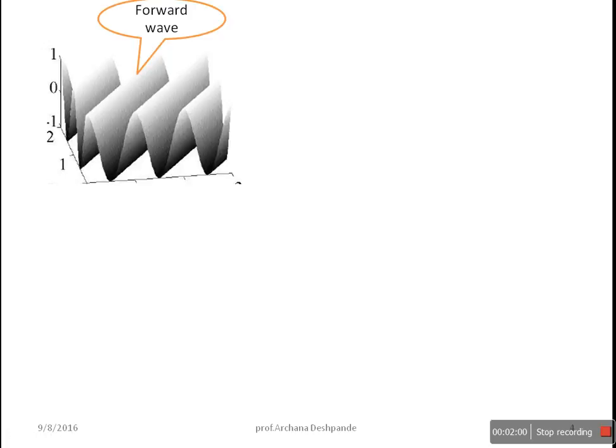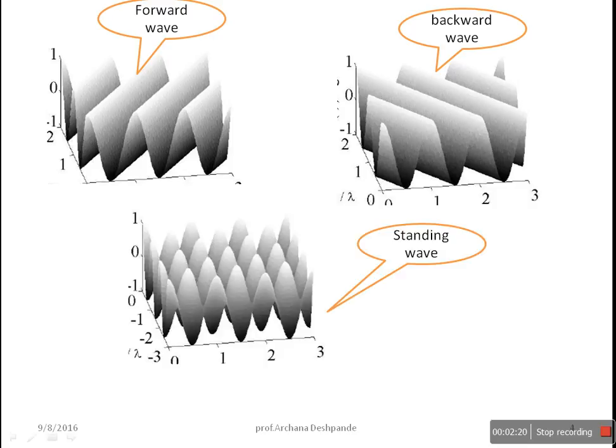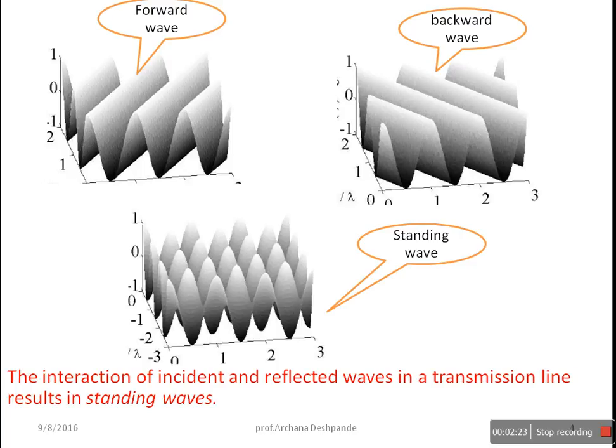So on the transmission line I have a forward wave along the positive Z direction, and a backward wave along the negative Z direction. At all instants I have these two waves present on the transmission line. Therefore if I superimpose these two waves, I get a stationary pattern which we call a standing wave. So the interaction of the incident and reflected wave, where the incident wave is the forward wave and the reflected wave is the backward wave, results in a standing wave. We will find this kind of pattern on the transmission line, which we call a standing wave pattern.